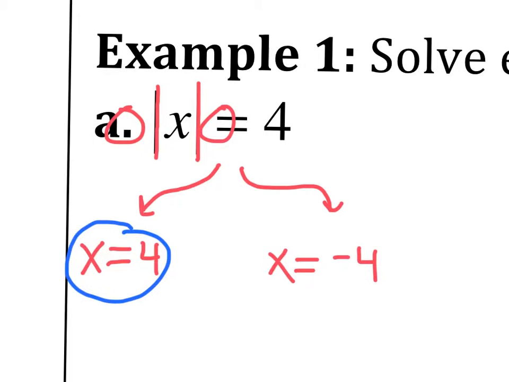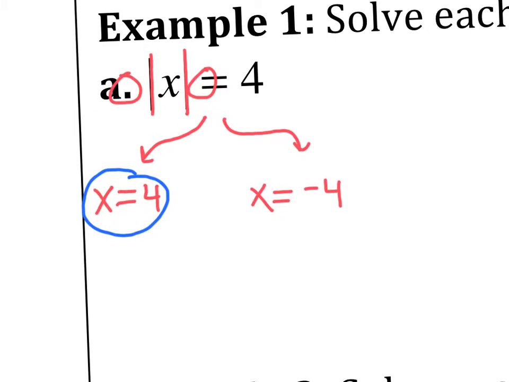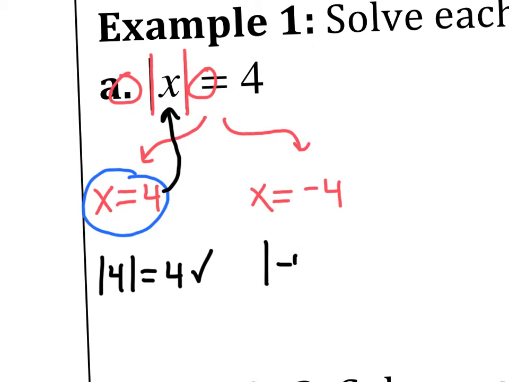Why is that true? Well, let's think about it. As we check our solution, what value can I put into the original problem to get positive 4? Well, clearly we see that the absolute value of 4 is equal to 4. And we also see that the absolute value of negative 4 is equal to 4. So no matter which one we substitute in, either the 4 up there or the negative 4 up there, we still get it.